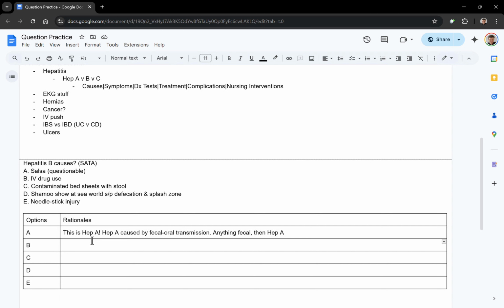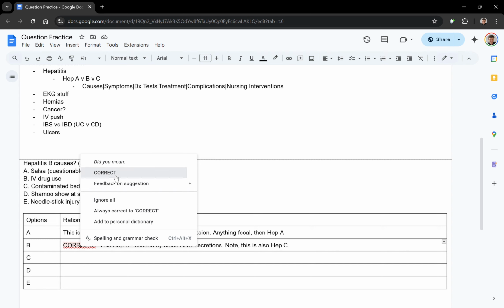So then B, IV drug use. What is that? Because they're not always the most sterile. Correct, right? So this is Hep B, caused by blood and secretions. Note this also is Hep C, right? Because again, this question could just say hepatitis C causes, so that would also be the correct answer for Hep C. The reason we do this is because this could easily say Hep A causes, and that would mean B would be wrong, right? So that's why you do as many practice questions as possible, so you can see the different angles it could be asking, right? All right. Does that make sense?